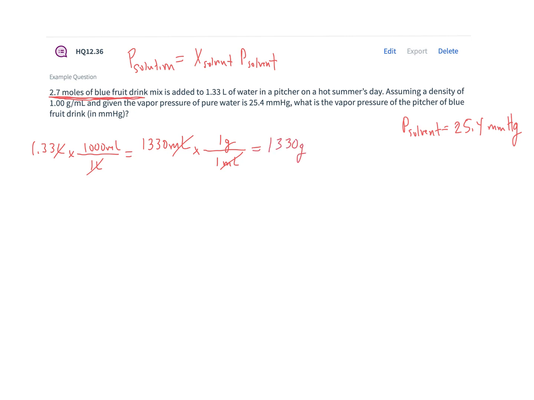1,330 grams of water. Now that I have the mass of water, I can find how many moles of water I have, because I know that there are 18 grams of water in 1 mole. So 18 grams cancel out, and I'm left with moles of water, so approximately 73.89 moles of water. Now I can find my mole fraction.